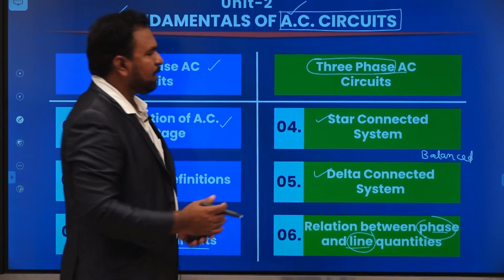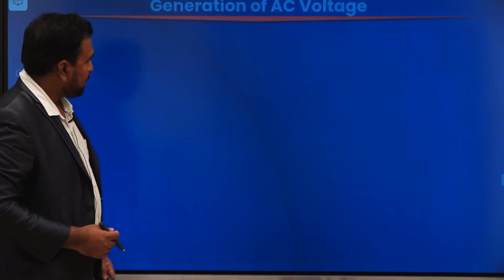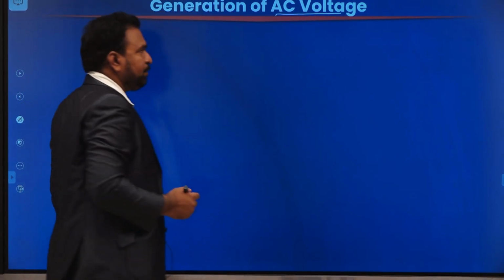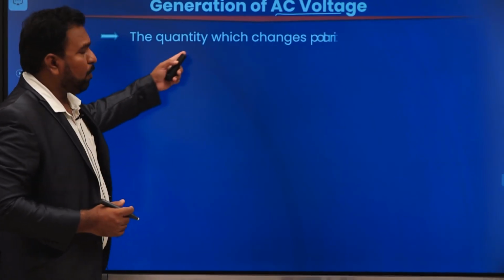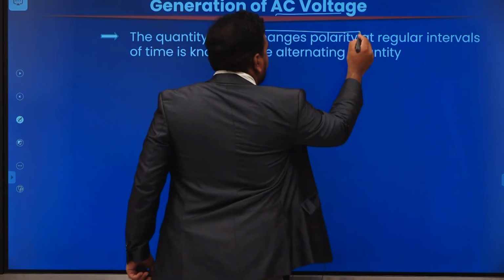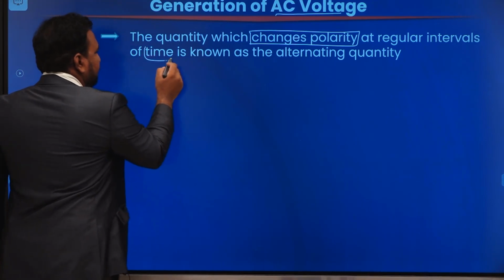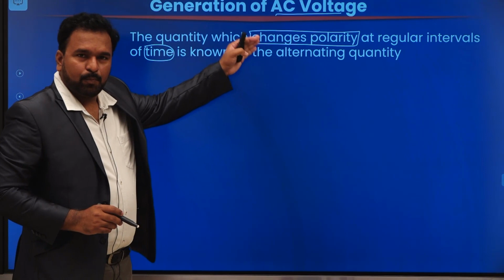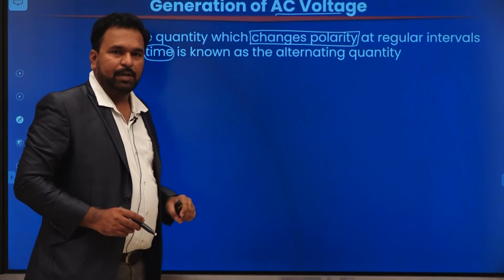Okay. So these are the contents that are there in Unit 2. Let's move on to the first concept, the generation of AC voltage, how AC voltage is going to be generated. So what is AC voltage? First of all, it is a quantity which changes polarity at regular intervals of time. The quantity which changes polarity at regular intervals of time is called an alternating quantity.